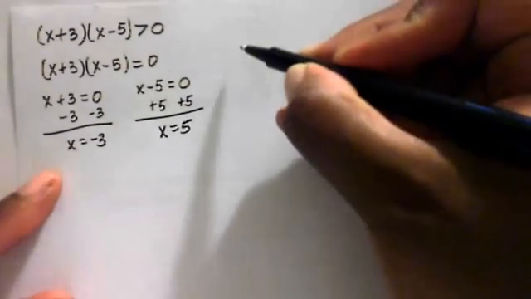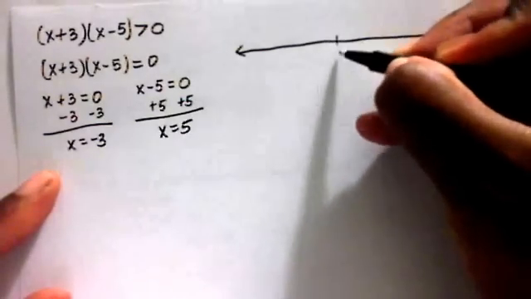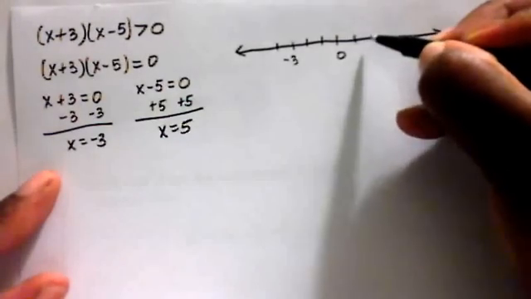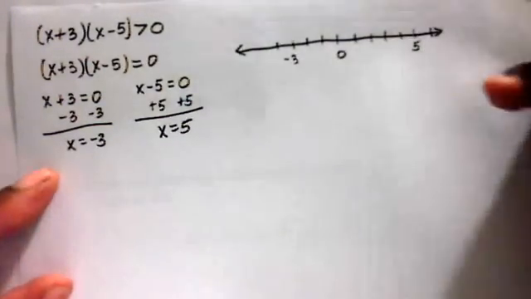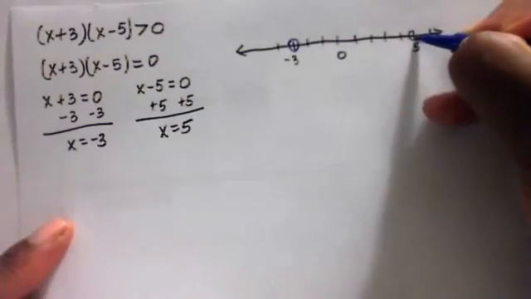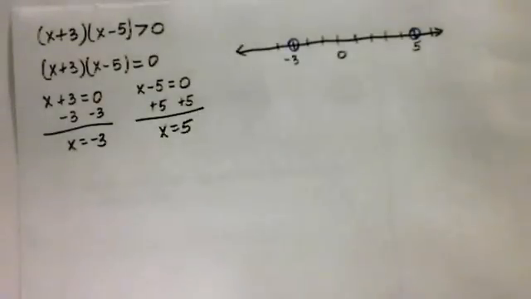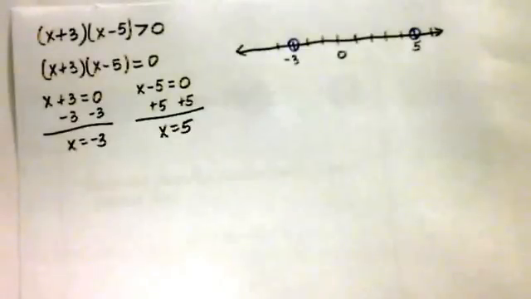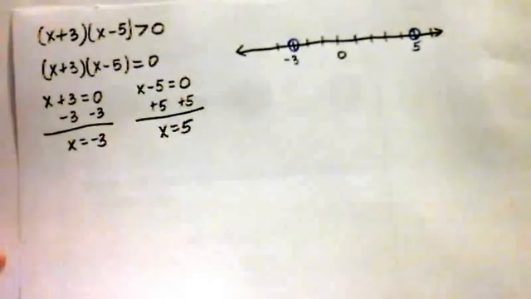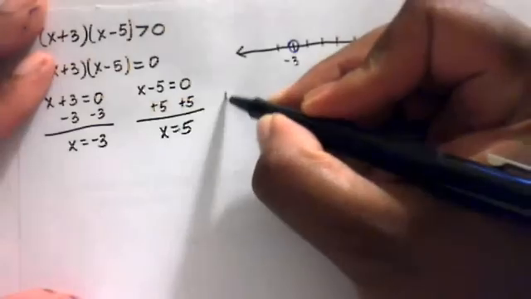Okay, so if we were to graph this on the number line, here's negative 3, and here's 5. Now in this case, we're going to use open circles at negative 3 and 5. The reason for that is it just says greater than. That means that negative 3 and 5 will not be included in the solution set. Okay, so that tells me I have 3 different intervals because I have 2 boundary points.